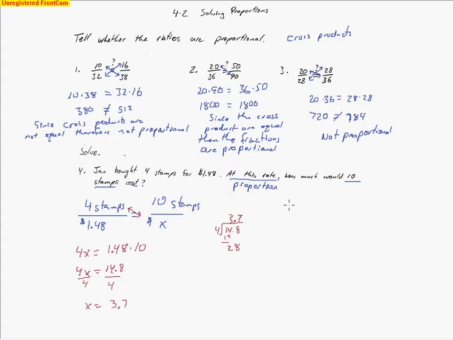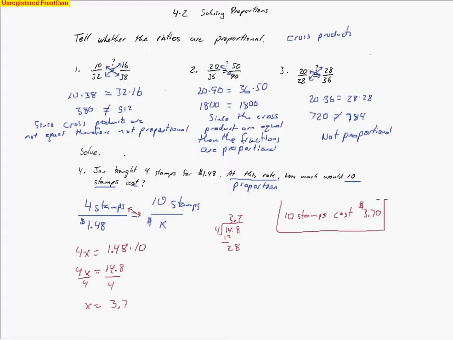So let's go back to the question and see what it asked for. How much would 10 stamps cost? So we could say 10 stamps cost $3.70.